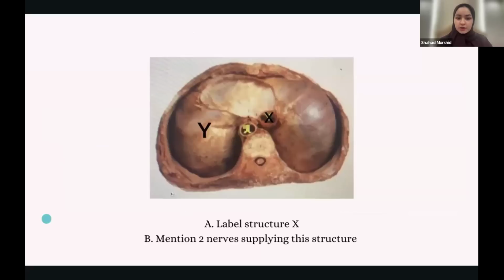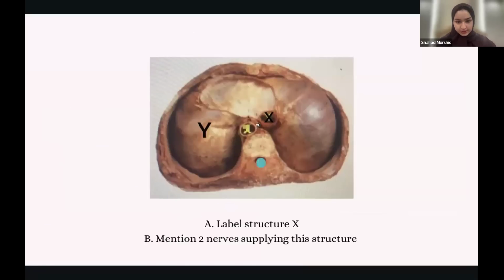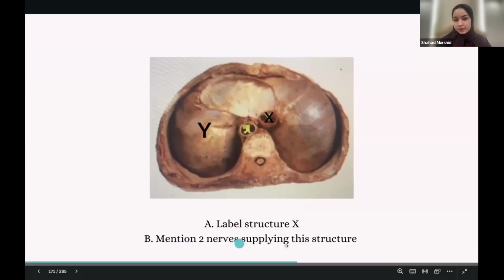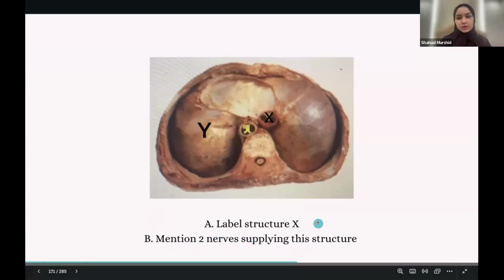Okay, so now let's get 2 questions. First, label structure X. As you can see, it's here in the central tendon area. So what would it be? Okay, so this would be the IVC at level T8, and it's within the central tendon. And then 2 nerves supplying this structure. I mean, the whole diaphragm, by the way, not the IVC. Two nerves supplying it would be the phrenic nerve and the intercostal nerves, the inferior intercostal nerves.